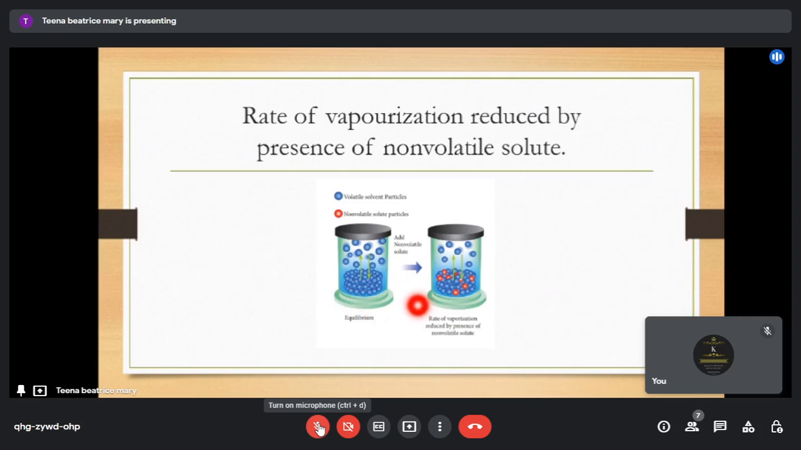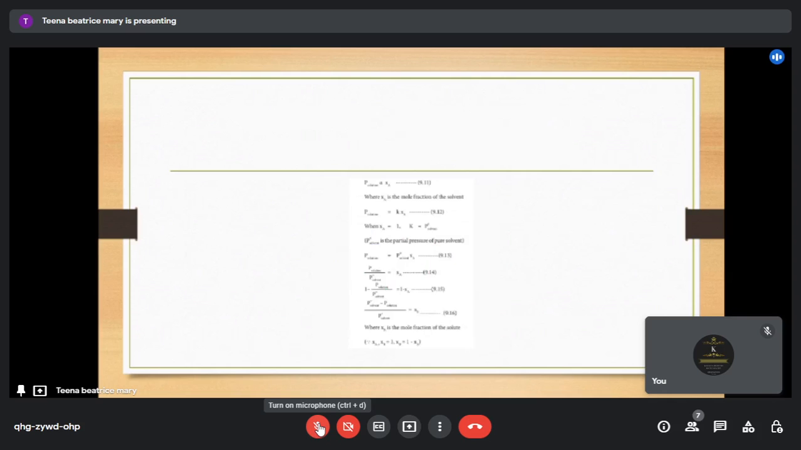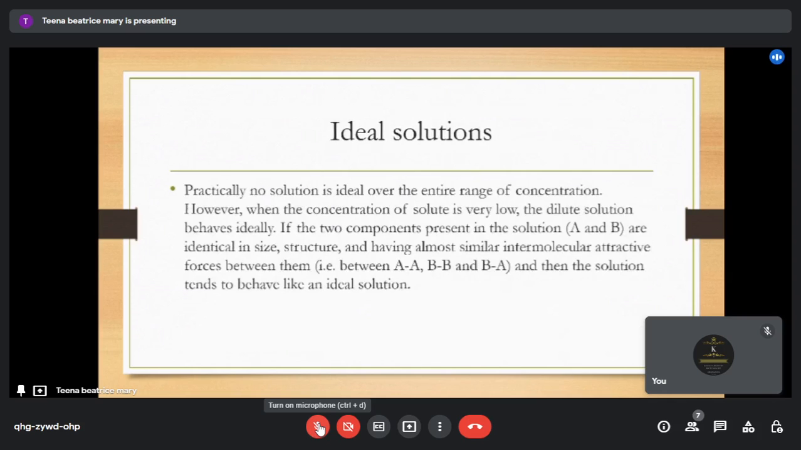The solute's role does not act much here. The solvent plays the major role. This is what they are trying to say. So according to this, it is not practically applicable. Practically no solution is ideal over the entire range of concentration. It is not applicable for the entire range of concentration.